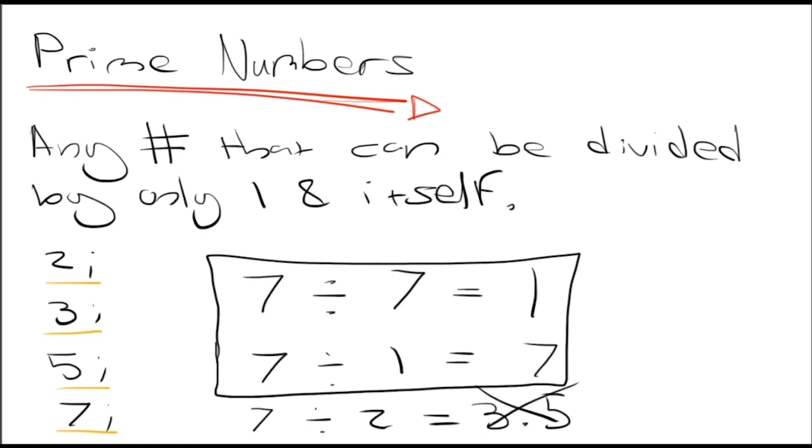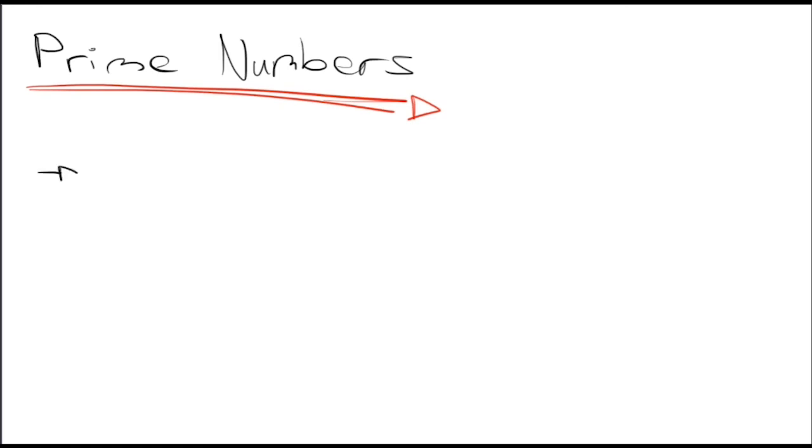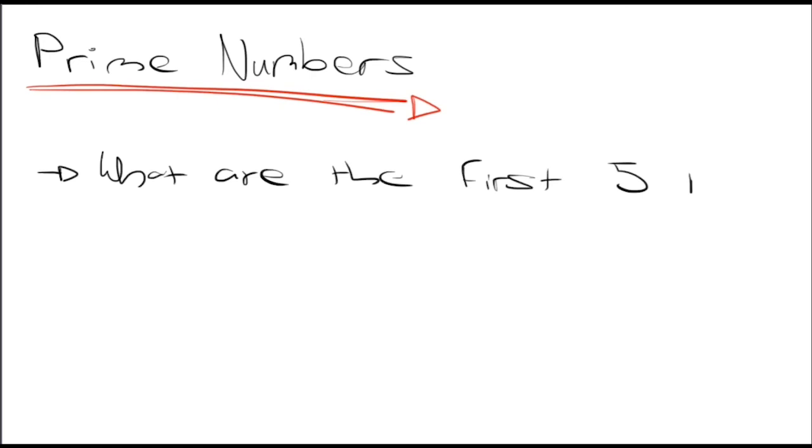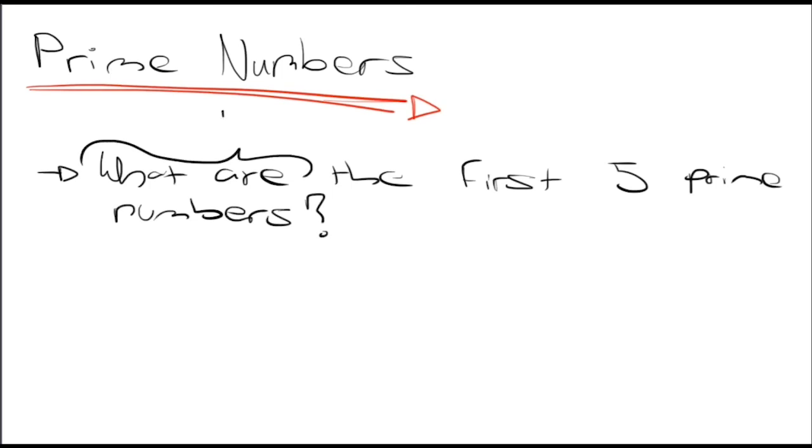Some of the questions you might get could be such as these. So what are the first 5 prime numbers? Could be a question. So what are the first prime numbers? Or maybe they could say list the first 5 prime numbers, or they could say list the first 13 prime numbers, something along the lines of this.